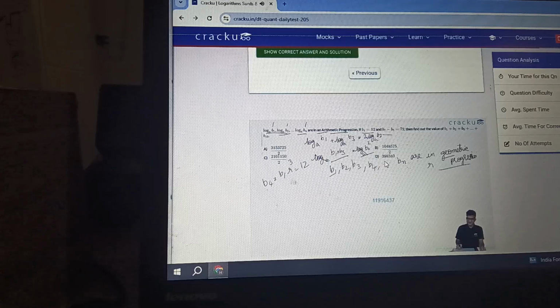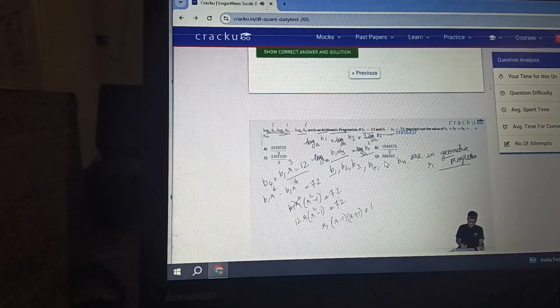And what is the value of b7? b7 will be b1 into r to the power 6, and b5 will be equal to b1 into r to the power 4. And the difference between these two is given to be equal to 72. Now what this would imply is that b1 into r to the power 4 into r square minus 1 is equal to 72. What we do know is that b1 into r cube is equal to 12. So this implies that 12 into r square minus 1 is equal to 72, or the value of r into r minus 1 into r plus 1 is going to equal 6.